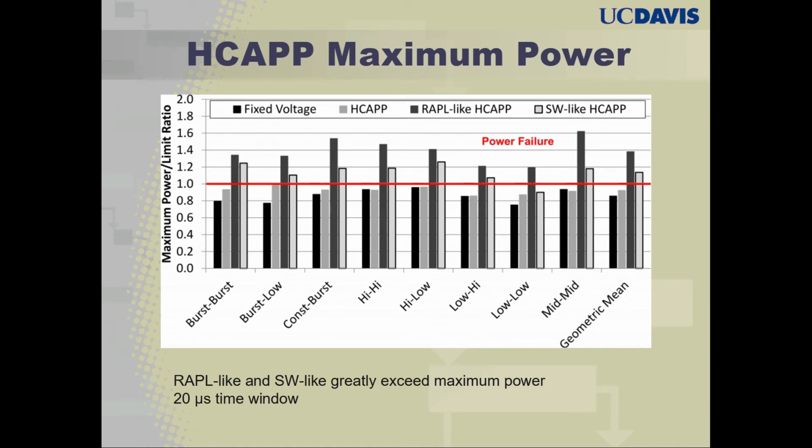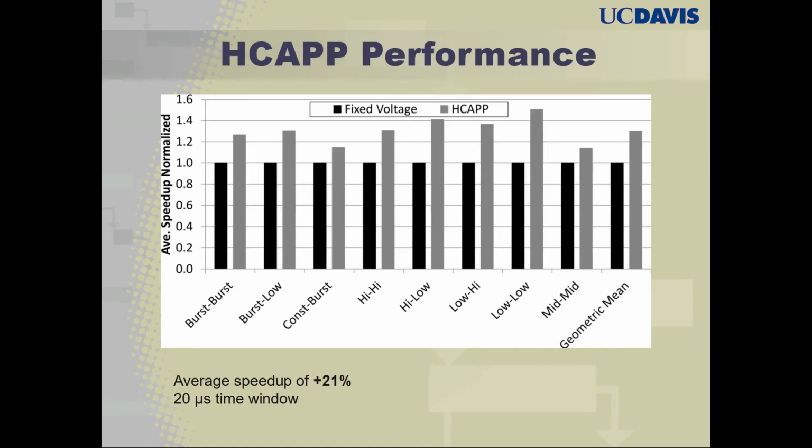So from those, we know that those are invalid for this 20 microsecond window. We'll come back to them with the 1 millisecond time window power limit. So how does HCAPP do? It actually gives a speed up of 21% over the fixed voltage system across the benchmarks, and you can see that there's a bunch of cases where, low, it's actually able to increase the voltage quite a bit and get a lot of speed up there, whereas the mid case, there's not as much opportunity to speed up.